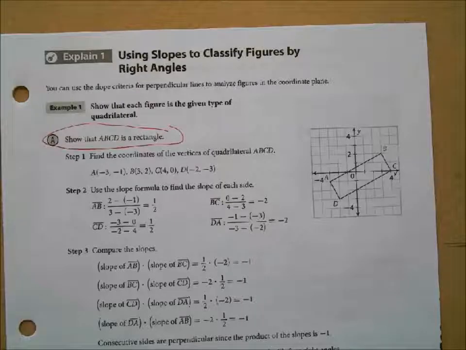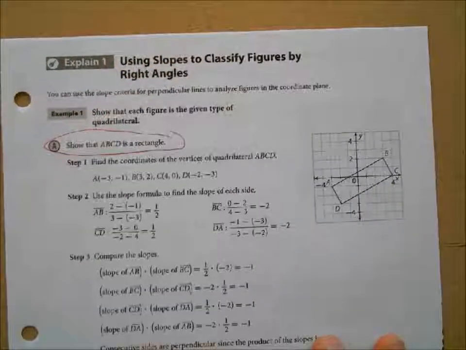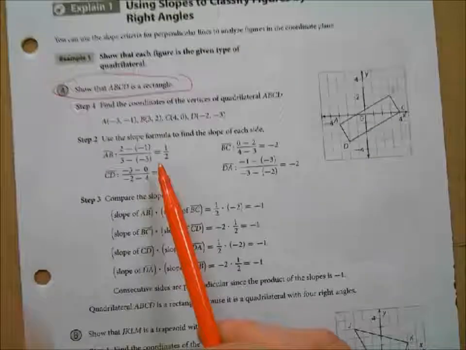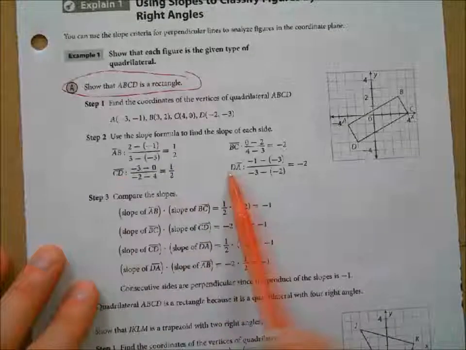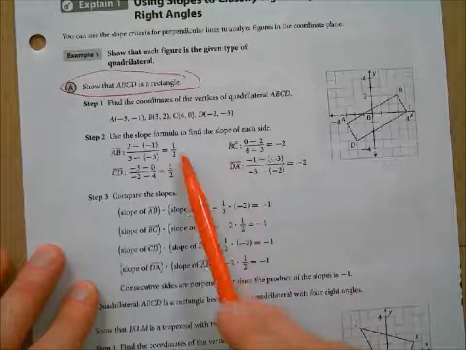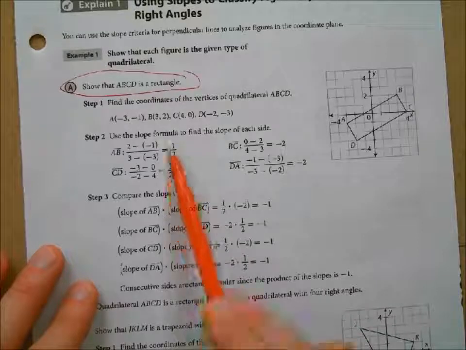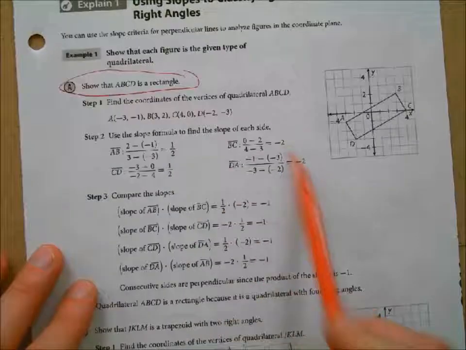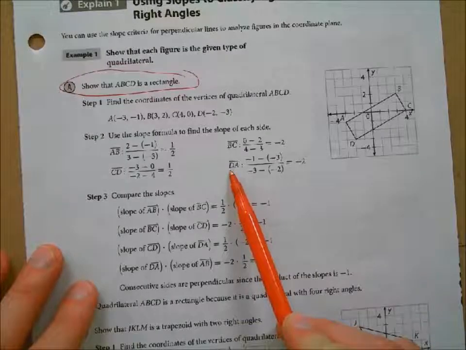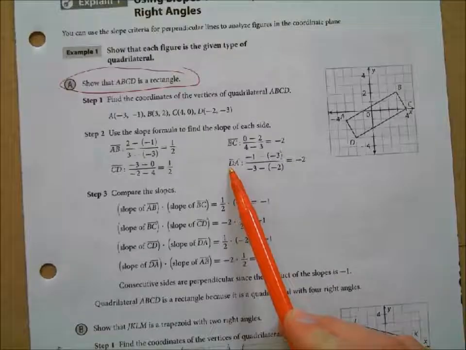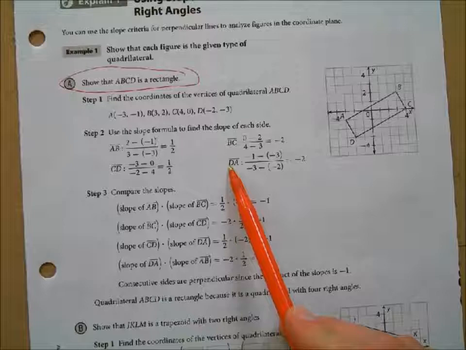Well, in one way, we can just brute force this. They have it written out for us here, so we'll take a look at the way they have it written out. They have us find the slopes of AB, BC, CD, and DA, so all four sides. You can see we get 1/2 and 1/2 for both AB and CD, and negative 2 and negative 2 for BC and DA. And then they compare every pair of consecutive sides.